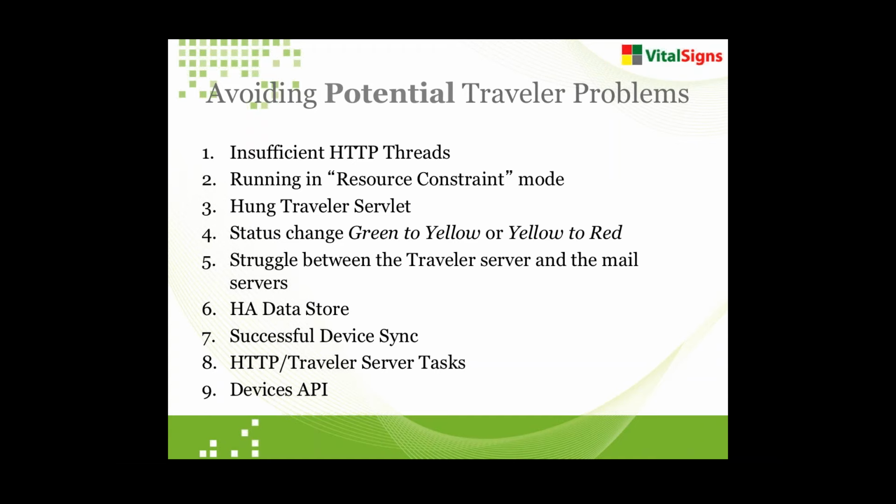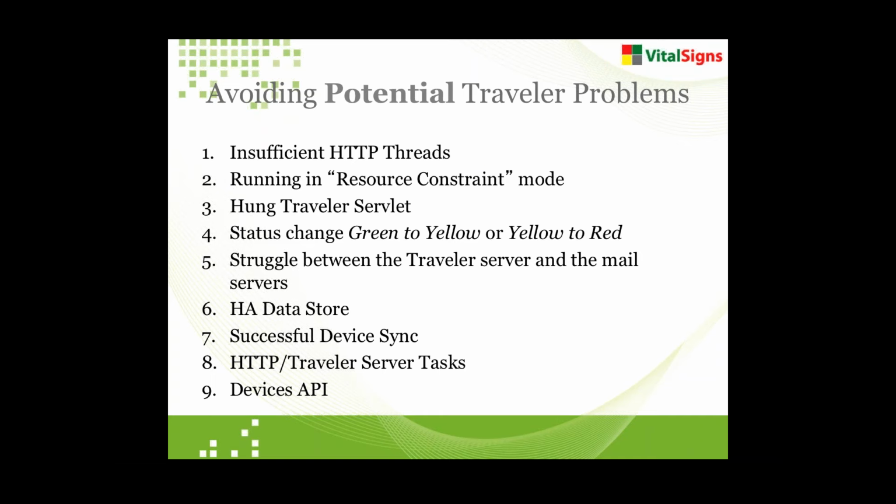And so the different things that can go wrong with Traveler include having insufficient HTTP threads, running in resource constraint mode and not knowing about it, having a hung Traveler servlet, having the Traveler status change from green to yellow or yellow to red. There's sometimes bandwidth or other struggles between the Traveler server and the mail servers where the Traveler server needs to reach out to get the user's mail file. If you're running Traveler in HA mode, you also could have problems with the back-end data store, whether that's Microsoft SQL Server or DB2. Number 7 is having a continually incrementing number of successful device synchronizations.